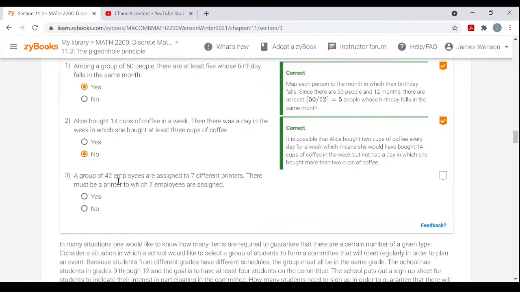Here, a group of 42 employees are assigned to 7 different printers. So 42 divided by 7 is 6. I can guarantee that at least one printer is going to get 6 employees assigned to it, but I can't guarantee that one of the printers is going to get assigned 7 employees, because I could assign 6 employees to each printer. And there you go. I can't guarantee that there must be a printer with at least 7 employees assigned.